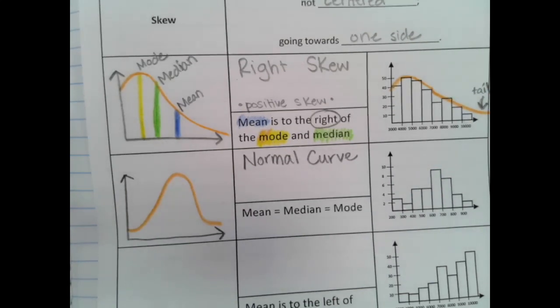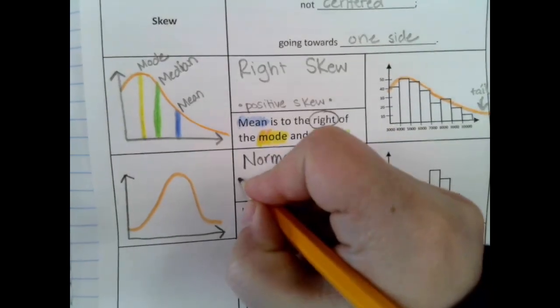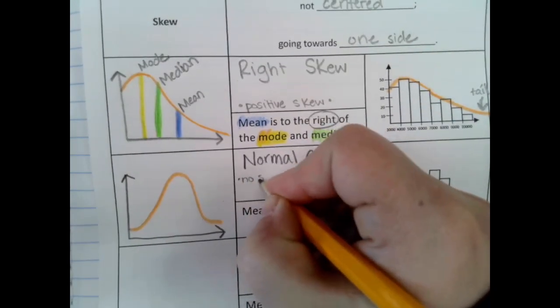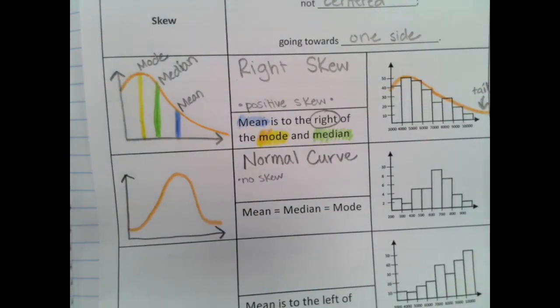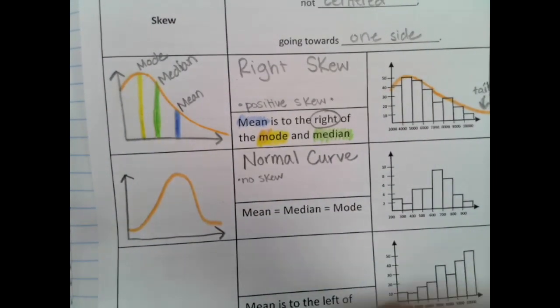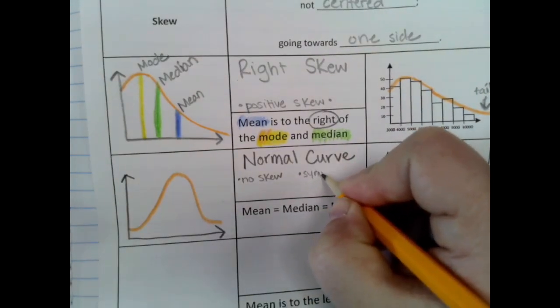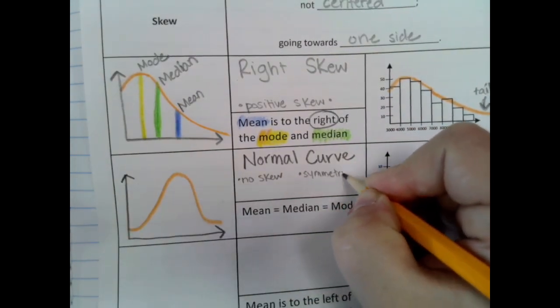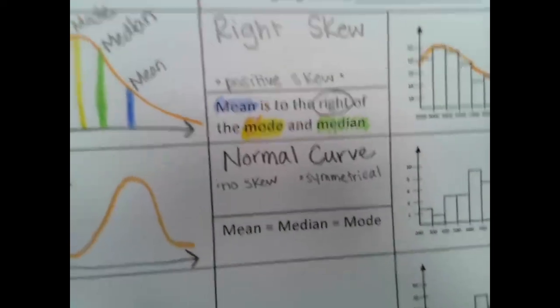All right, so normal curve, lots of other words for this. We could call it no skew, so it's not going one way or the other. It's right in the middle, centered, so no skew. We could call it symmetrical. Does anyone remember what that word symmetrical means? Yeah, same on both sides, it matches on both sides, so symmetrical.